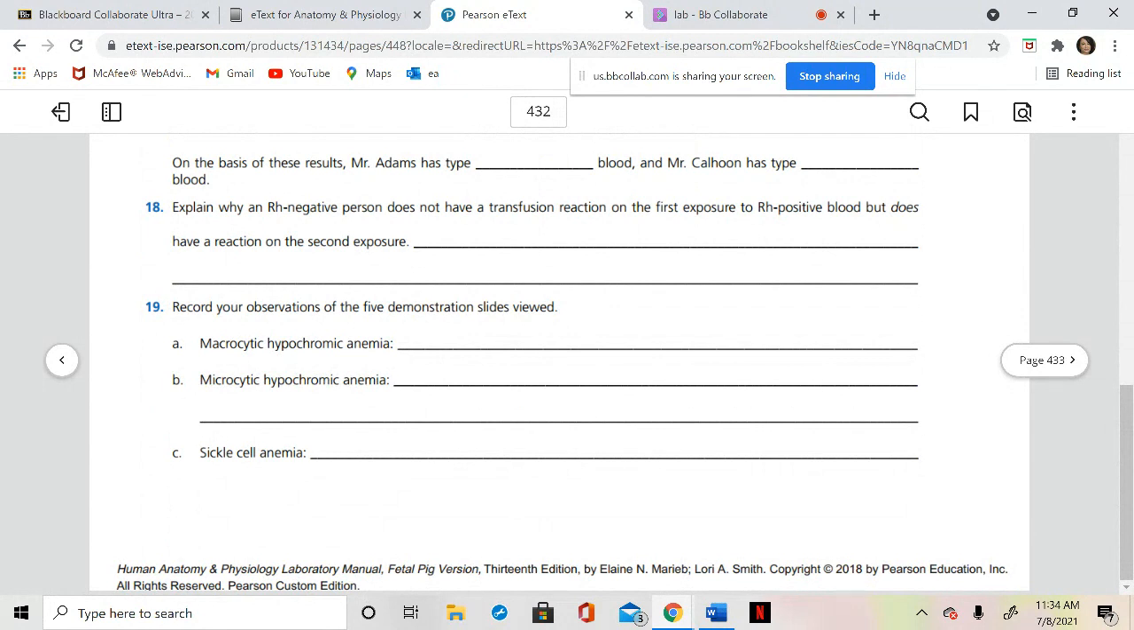So next, why does a rhesus negative person not have transfusion reactions on the first exposure? This is a case actually with a rhesus negative female married to a rhesus positive male. The only reason is because no antibodies may form, a rhesus antibody in his or her blood, after the first exposure. Once exposed to rhesus positive blood, the immune system reacts and then starts making antibodies.